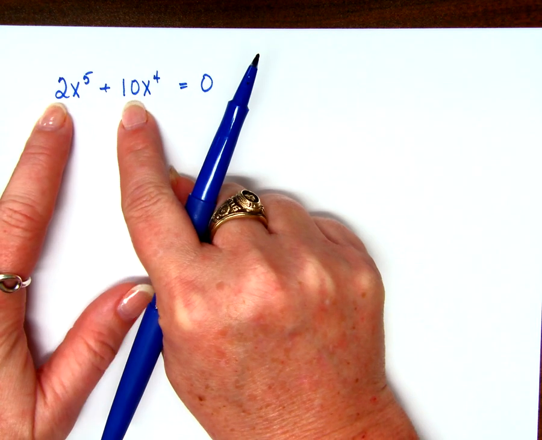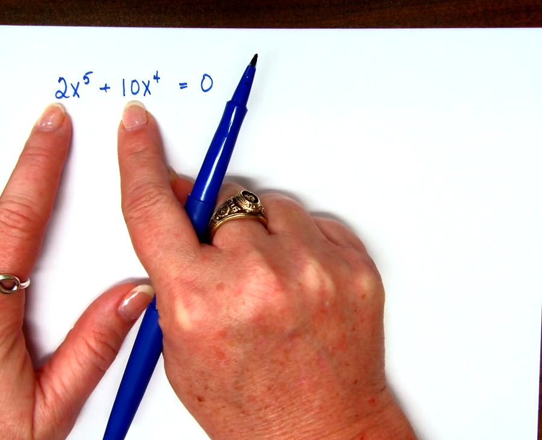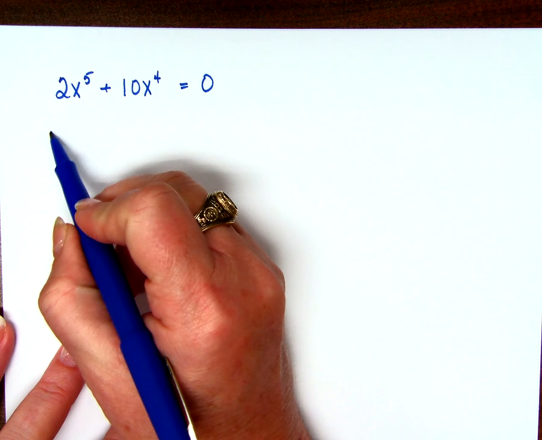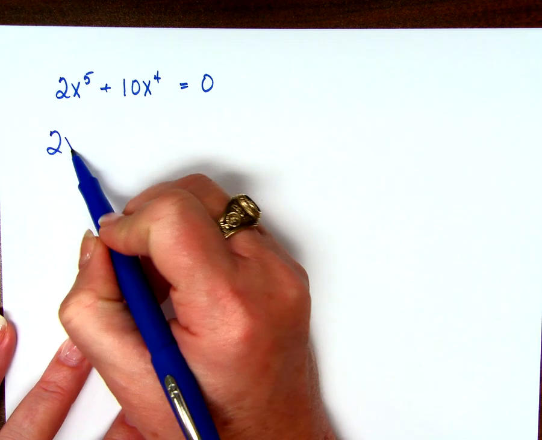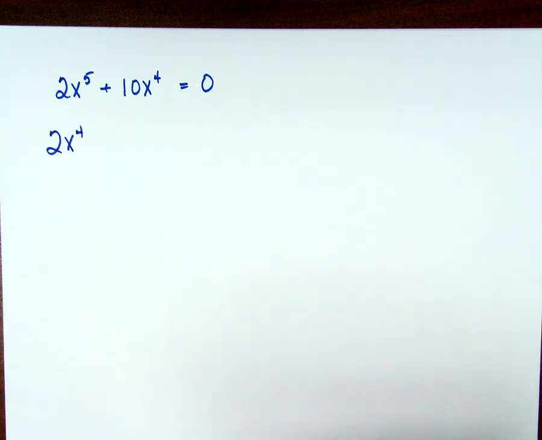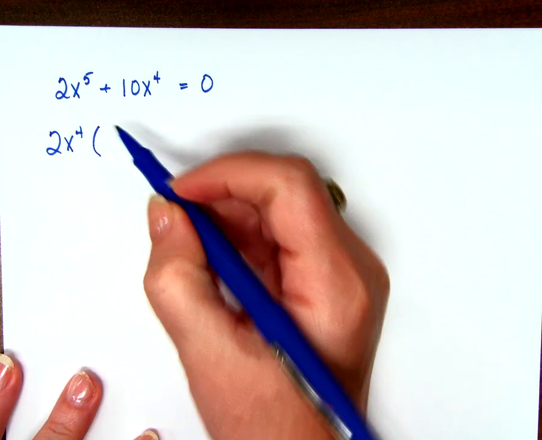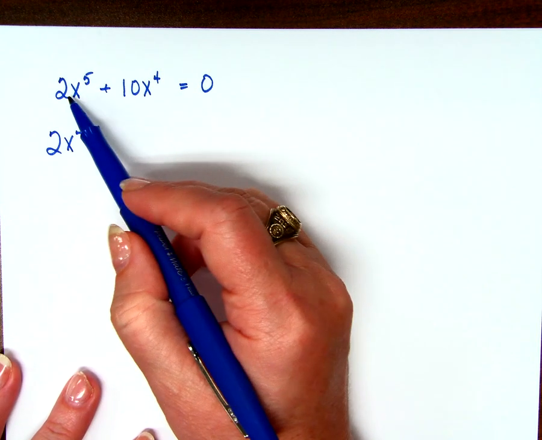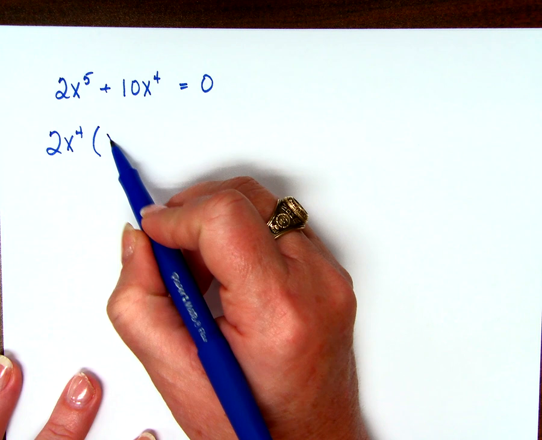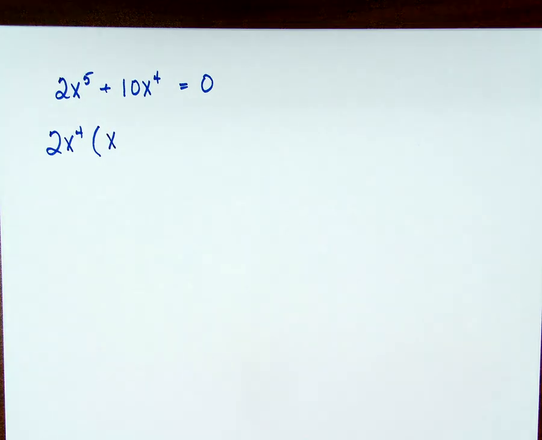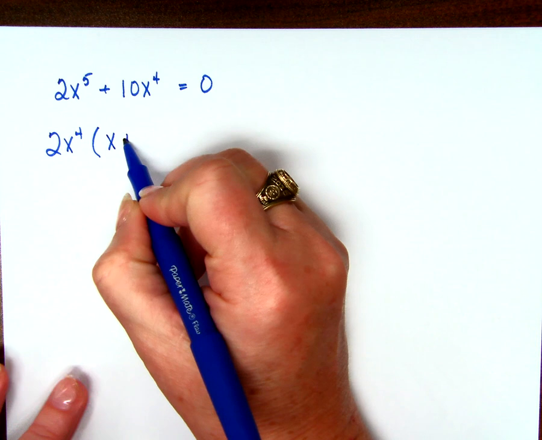So both of these numbers are divisible by 2, right? And that's the biggest number that they're both divisible by. And x to the 4th is also the biggest variable they're both divisible by, right? So if I divide a 2x to the 4th out of the first term, what do I have left? X. What if I divided 2x to the 4th out of the second term? What do I have left? 5. Excellent.